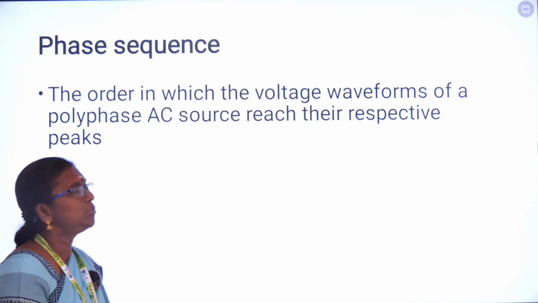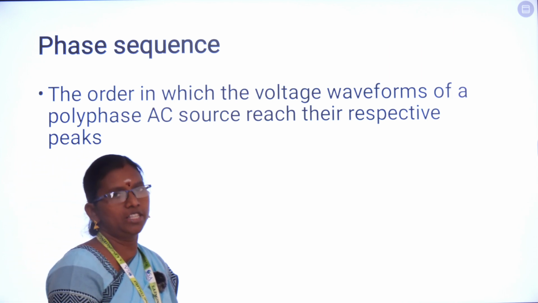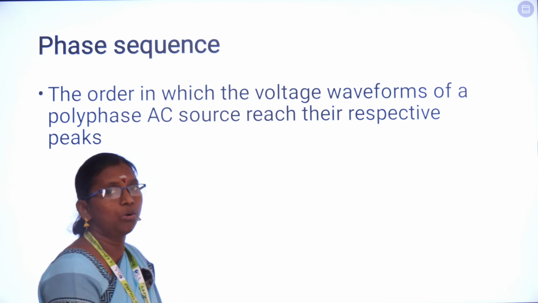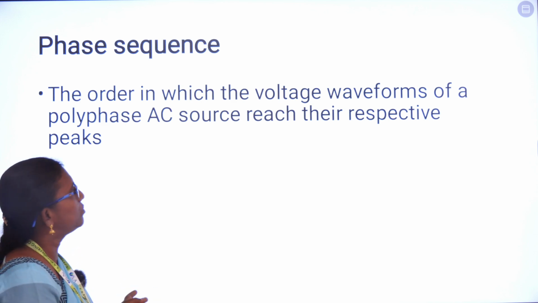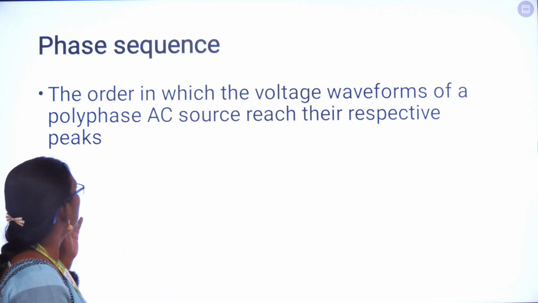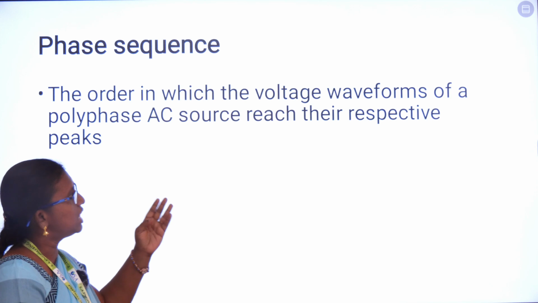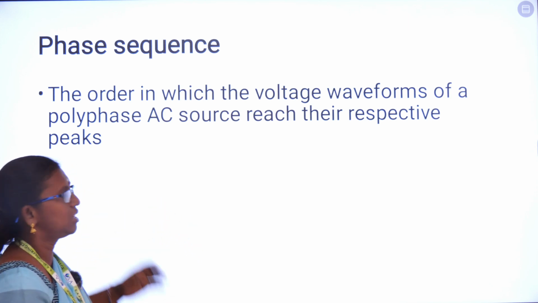So before we move on to the different types of connections available in a three-phase circuit, we have to know what is a phase sequence. So phase sequence is nothing but the order in which the voltage waveforms of a polyphase AC source reach their respective peaks.